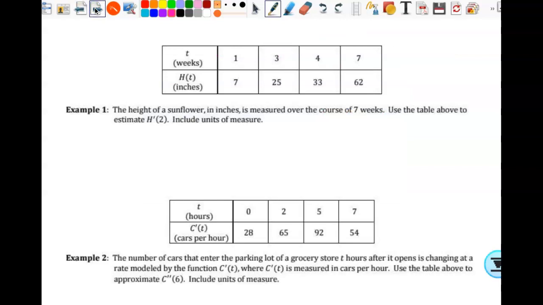Okay, so let's see. The height of the sunflower in inches is measured over the course of 7 weeks. We're going to use the table above to estimate. Okay, so here's a couple of important things. We're estimating this. We're not going to be able to actually find exactly what it is based on what we have, right?